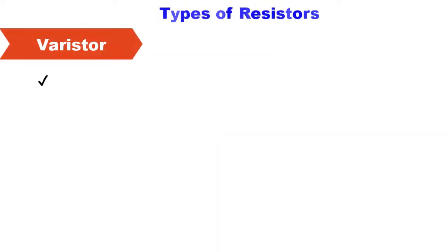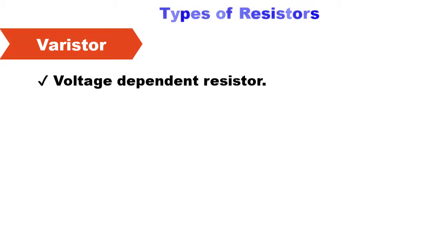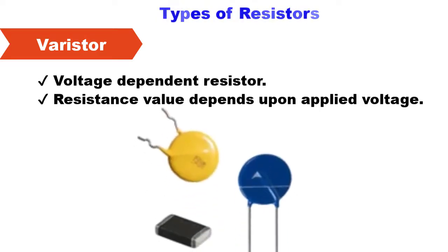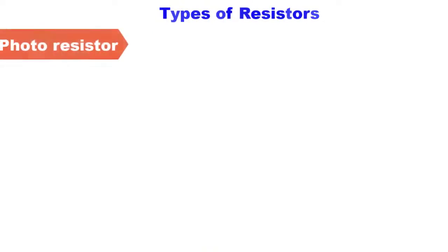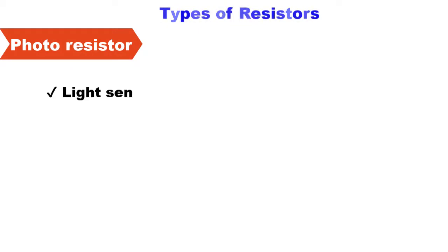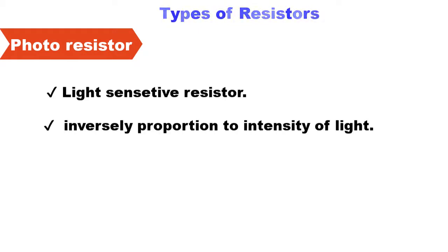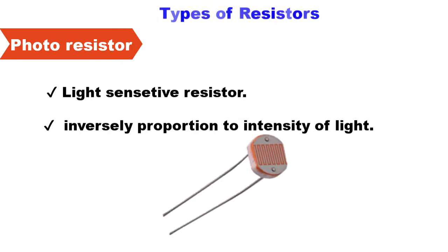Varistor. These are voltage-dependent resistor. The resistance value depends upon the applied voltage. These are the most commonly used varistor. Photoresistor. These are light-sensitive resistor. Resistance value is inversely proportional to the intensity of light exposed. The most common photoresistor is light-dependent resistor.